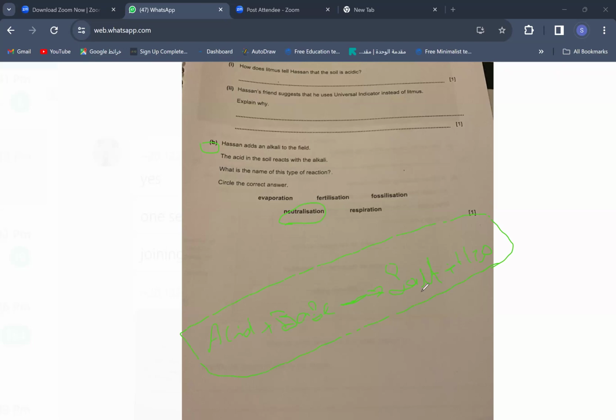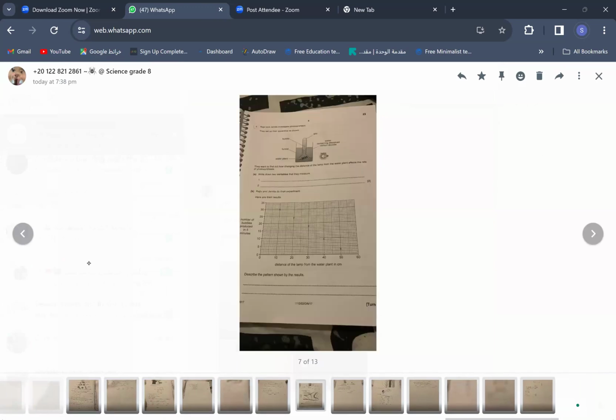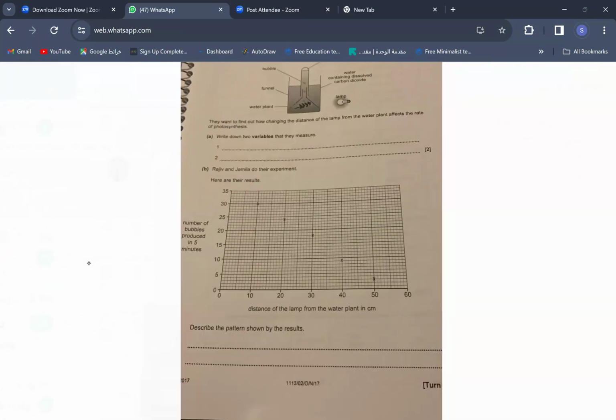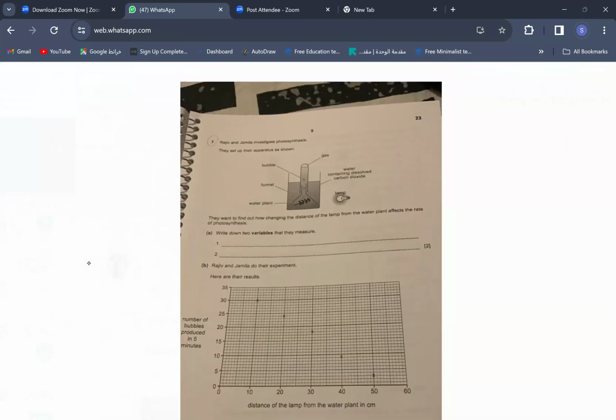Let's just minimize and go to question 7. Yeah, start. No, it's your turn to read. What? It's your turn to read. Okay. ماشي.